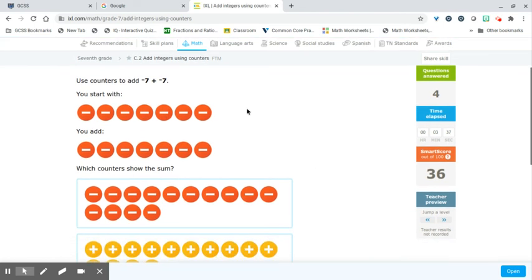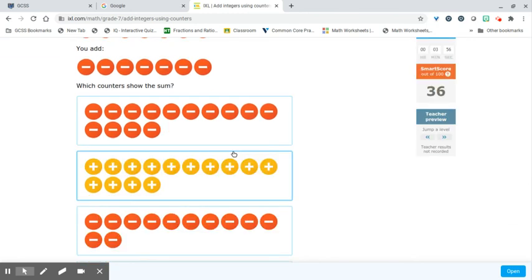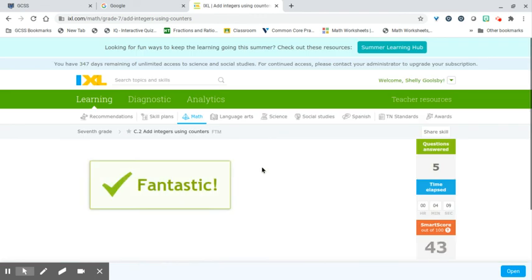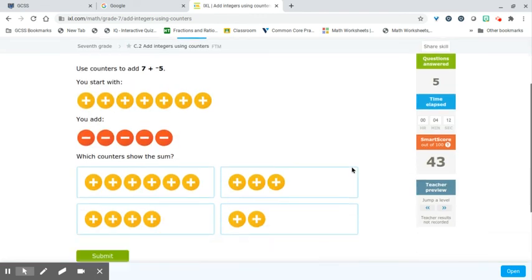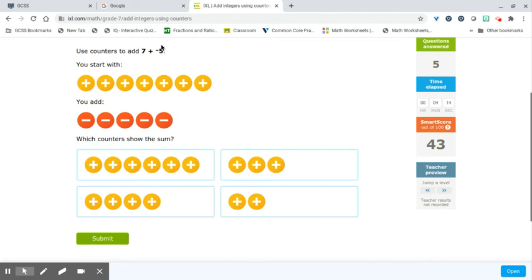All right. Again, we have -7 plus -7. Do we see any positives here? No. Remember our rule, a negative plus a negative equals a negative. So if I have -7 plus 7 more, that's going to be a -14. So we have to find the one that has 14. So 1, 2, 3, 4, 5, 6, 7, 8, 9, 10, 11, 12, 13, 14. That would be this guy right here. Good job.